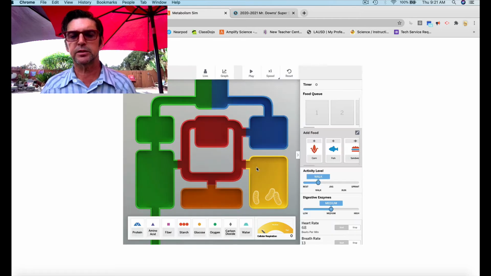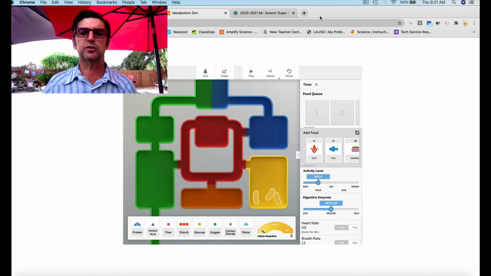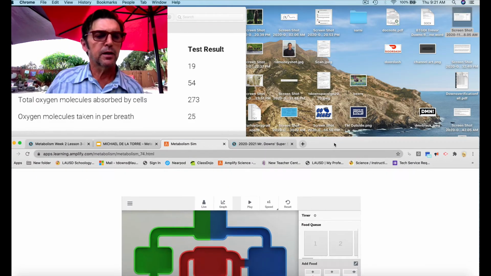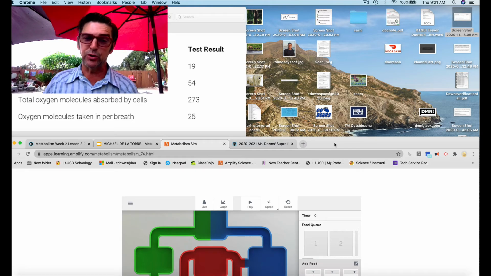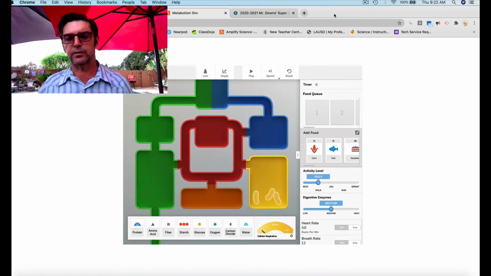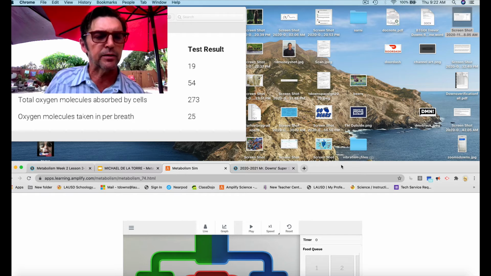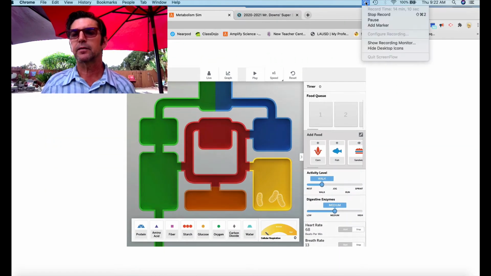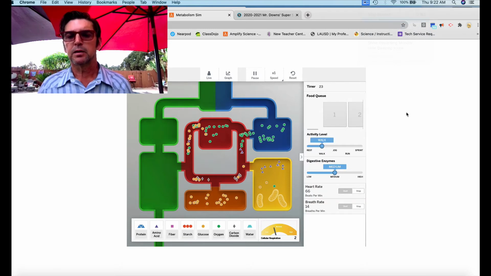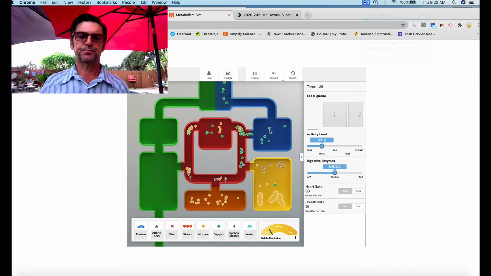Let's go test. But this time, let's watch oxygen. Now, let's go back and look at our chart. Oxygen molecules taken per breath, 25. Total oxygen molecules absorbed by cells, 273. That's a lot. So let's see if she's getting those breaths correctly here. Checking this again just to make sure we're on track. Okay, so now we're looking at the oxygen.